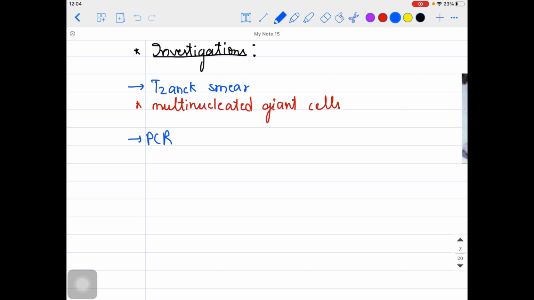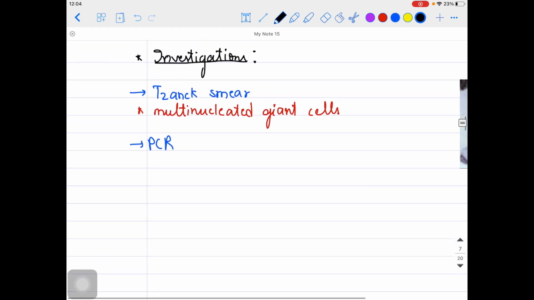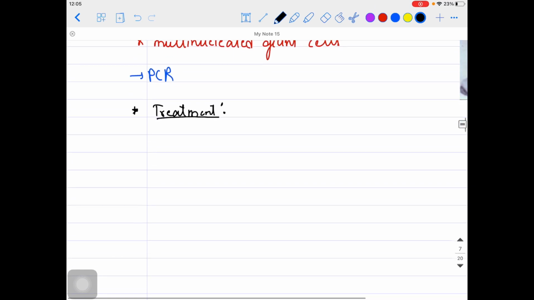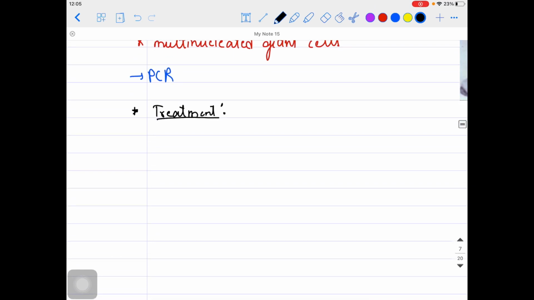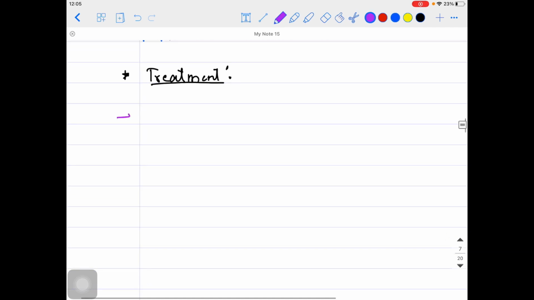Now the treatment part after the investigations. Okay, let's go to the treatment part. If you talk about the treatment of these patients, for herpes zoster we are thinking of antivirals. What antivirals we can think of over here is, yes, we can go for the oral antivirals. First of all, you are thinking of the oral antivirals.